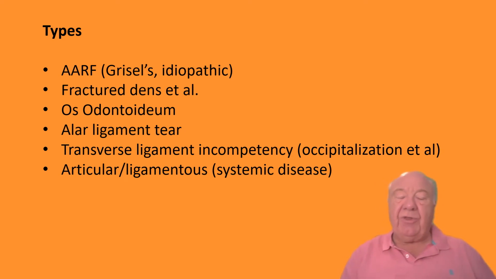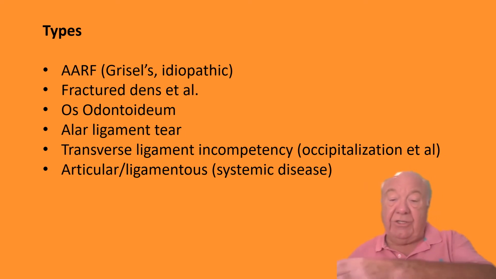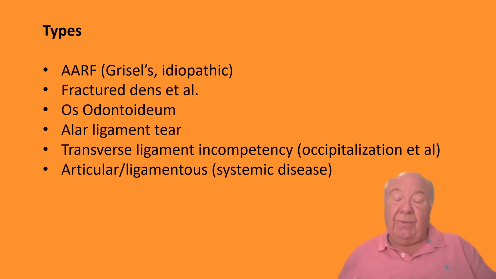Transverse ligament incompetency. Now, as I say, you don't get torn transverse ligaments with trauma. They tear as part of the dens fracture if they're going to tear. But you can get instability here, and this is particularly so with hypermobility of C1. So you get extra stress on this with movement, and then it will stretch out the ligament. And of course, there is the articular ligamentous type of instability due to the systemic diseases where the joints become degenerated and you get more play in this.